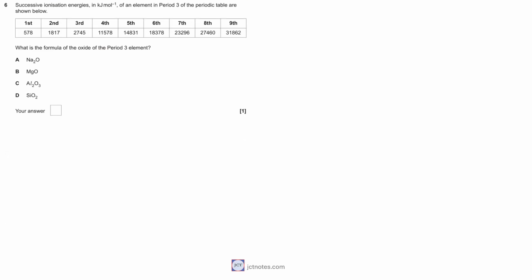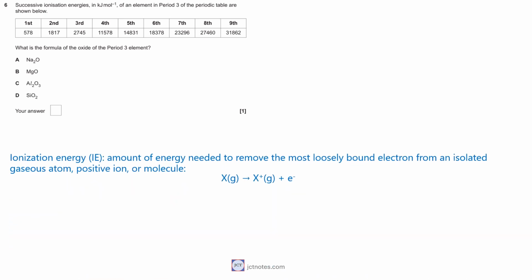In question 6, we are given successive ionization energies of an element in period 3 of the periodic table. We are asked to identify the formula of the oxide of the period 3 element from a list of 4 provided. The ionization energy is the amount of energy needed to remove the most loosely bound electron from an isolated gaseous atom, positive ion, or molecule.